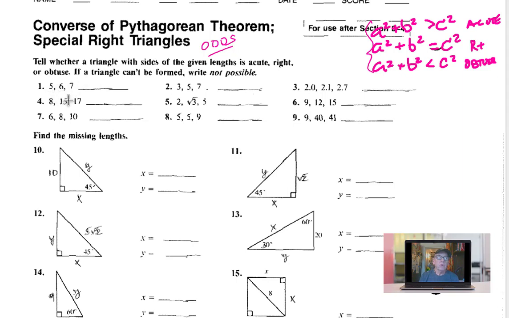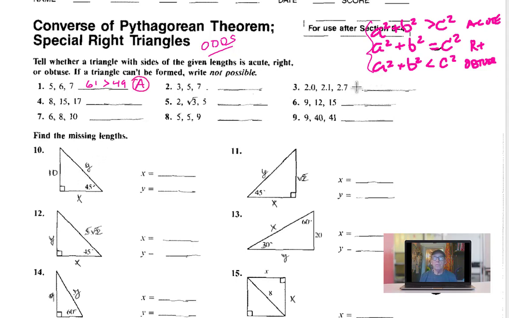So we got 5 squared and 6 squared, 25 and 36, is going to give us 61. So we have 61 versus 49 for the 7 squared. In this case, a squared plus b squared is greater than c squared. That's going to cause this triangle to be an acute triangle.